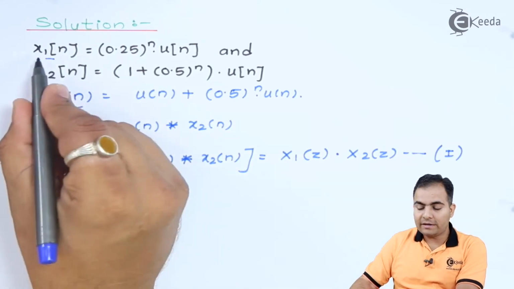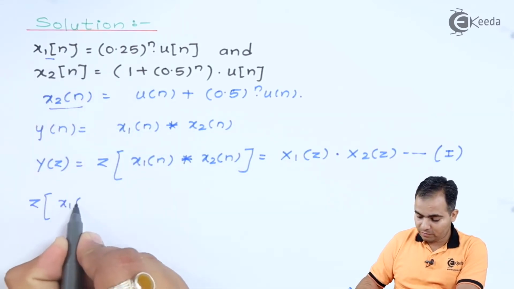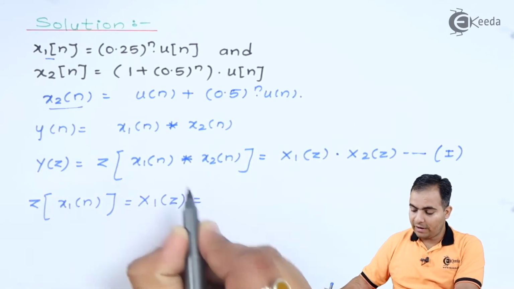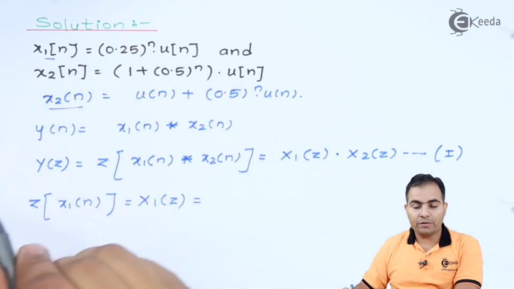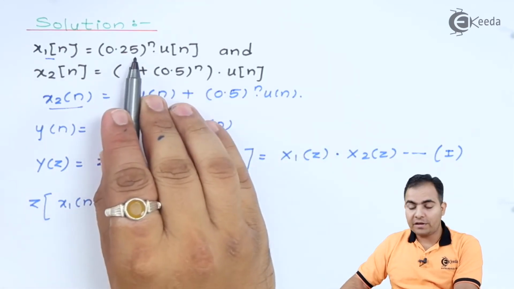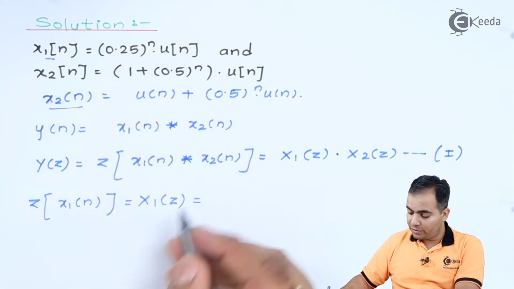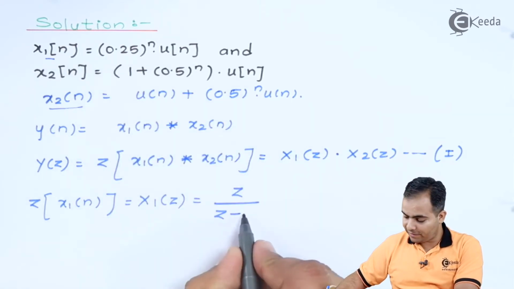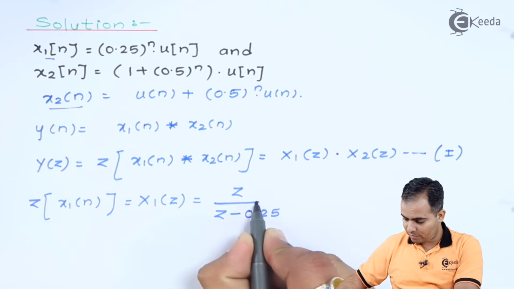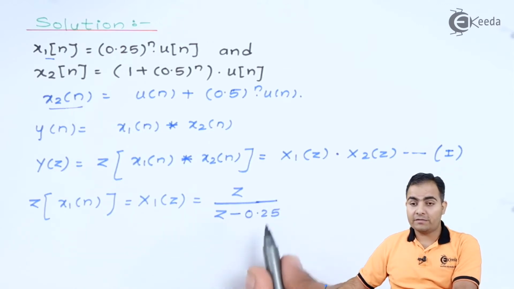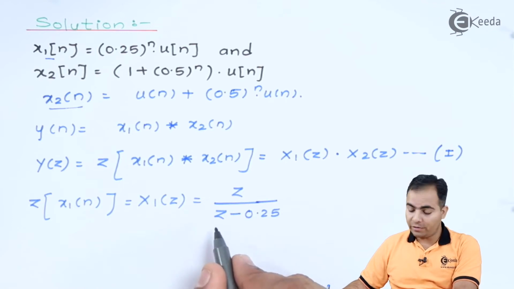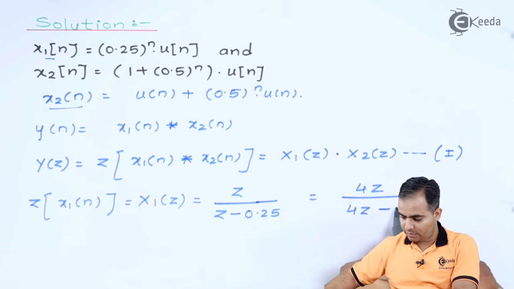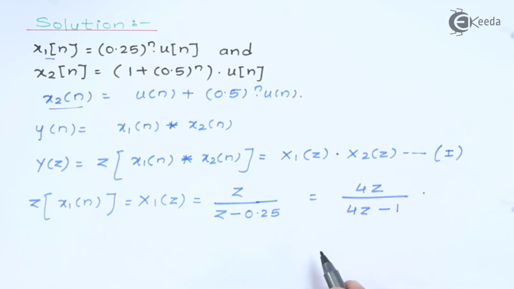Now we will apply Z transform on x1 of n. So Z transform of x1 of n is nothing but x1 of z, and here we have 0.25 raised to n into u of n. So we can use the time scaling property of Z transform over here. According to the time scaling property, we can write Z upon Z minus A, and my A value is 0.25. Now 0.25 can be written as 1 by 4, and if I multiply numerator and denominator by 4, then what you will get is 4z upon 4z minus 1.